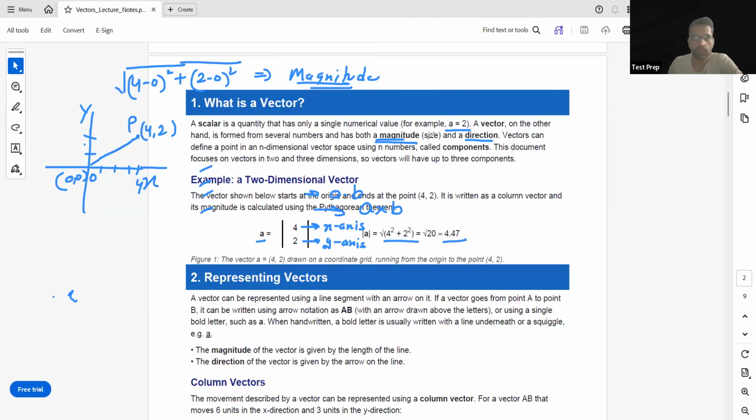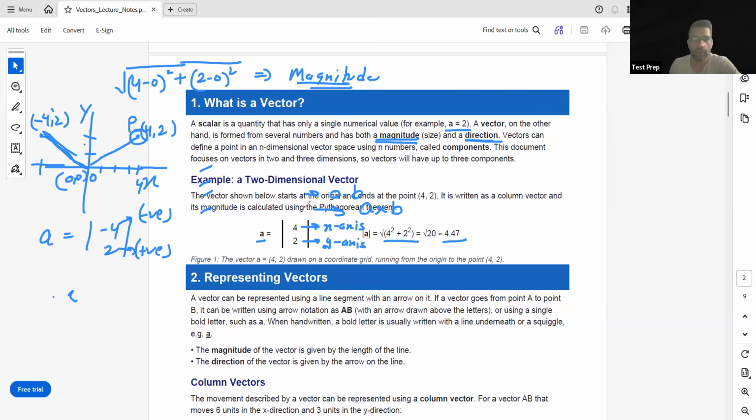This is the magnitude. Direction is given by whether it is negative or positive. So 4 and 2 are both positive. That's why we write 4 and 2 here. If it is written in the form A is equal to minus 4 and 2, the direction will change. The x becomes negative and y becomes positive. So the point will now be at minus 4, 2, and it defines the direction and the distance from the origin, which is called its magnitude.